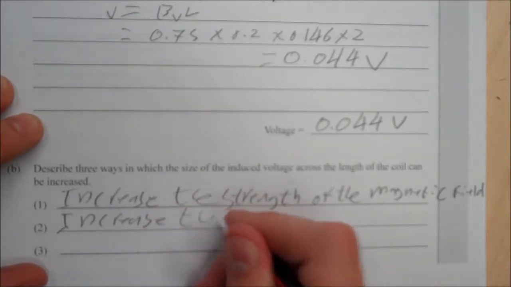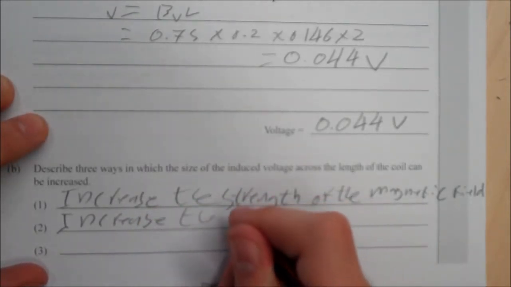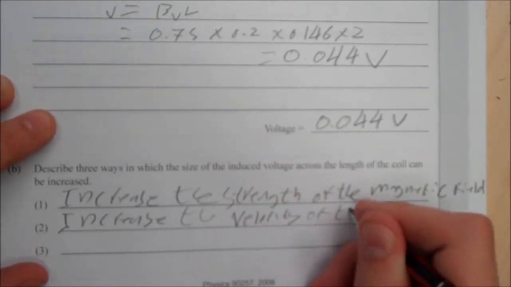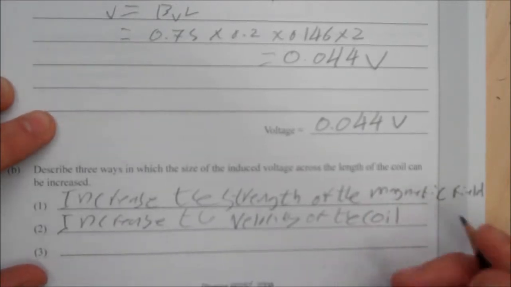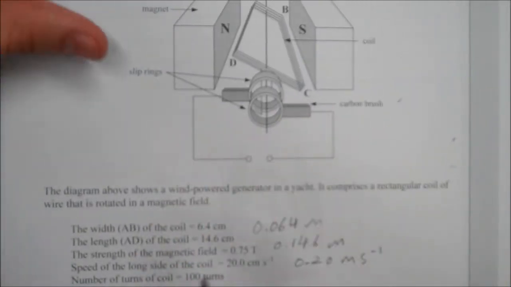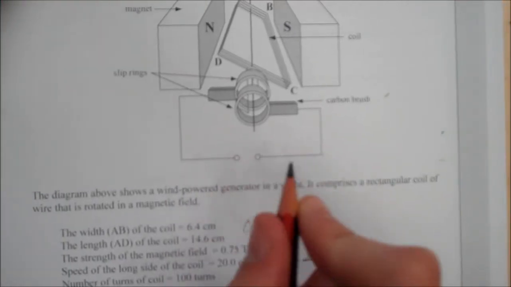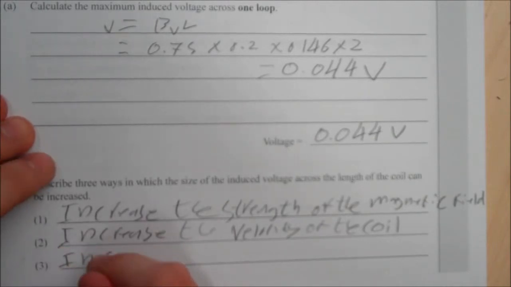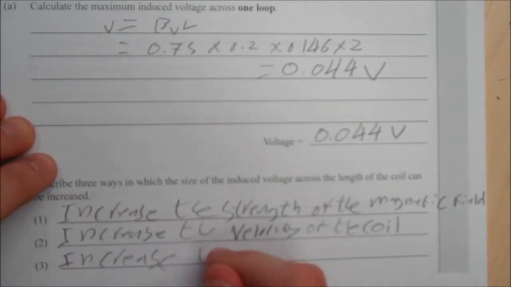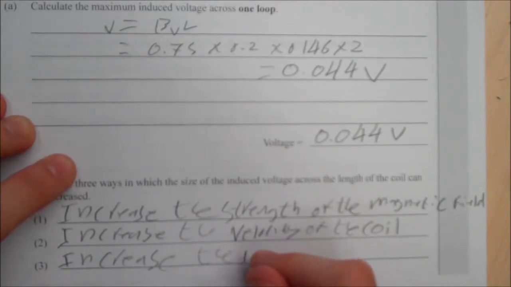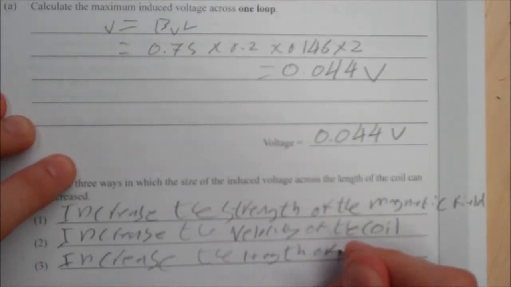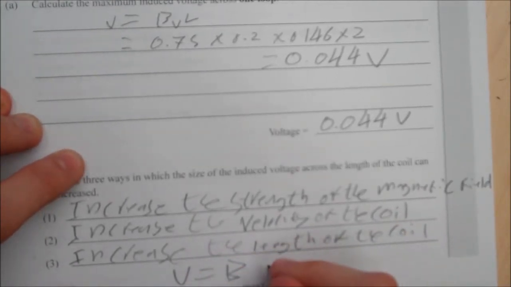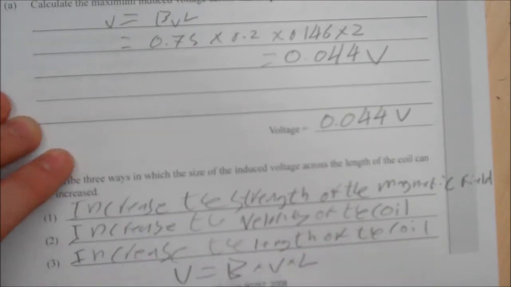Increase the velocity of the coil. That basically means spin it around faster, and then it'll generate more voltage. Increase the length of the wire, or the length of the coil.